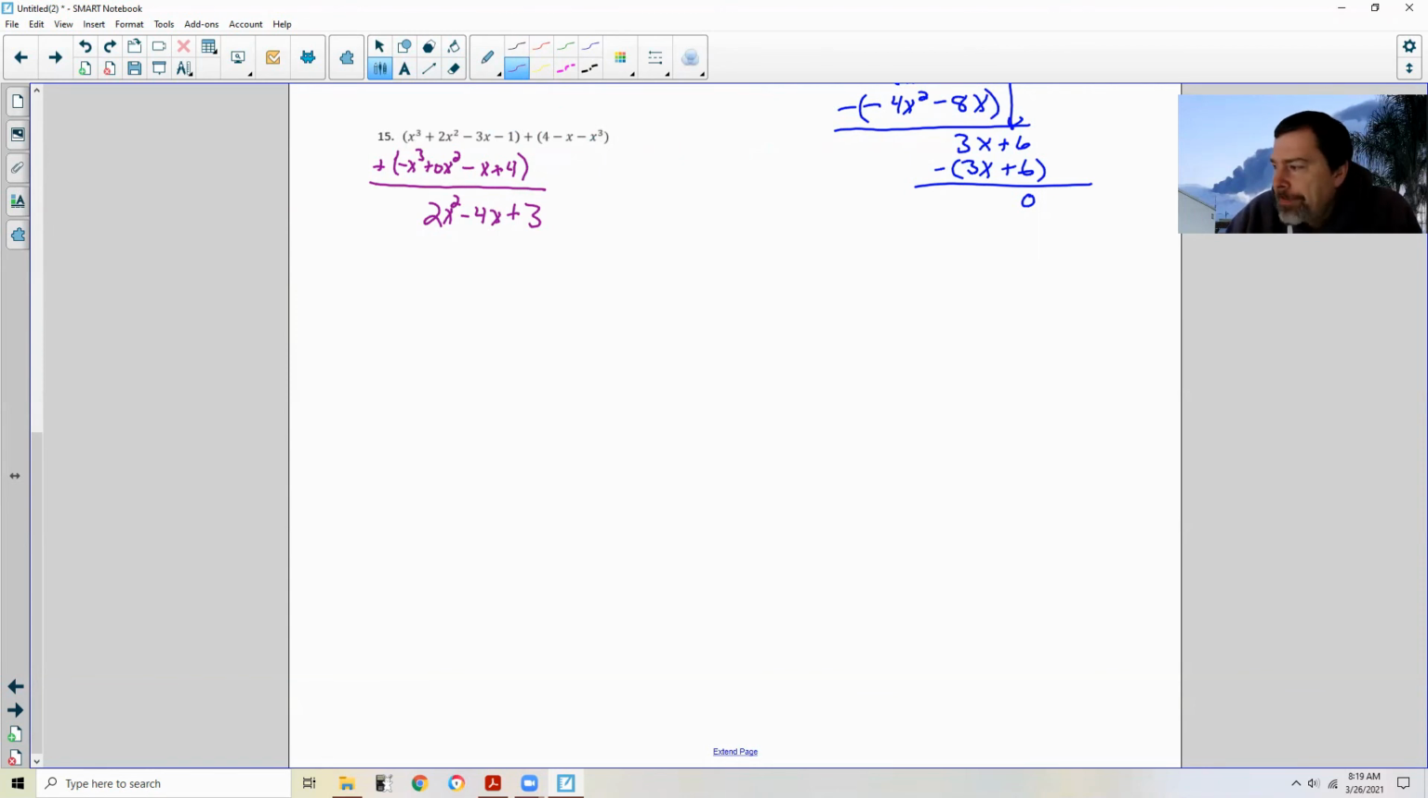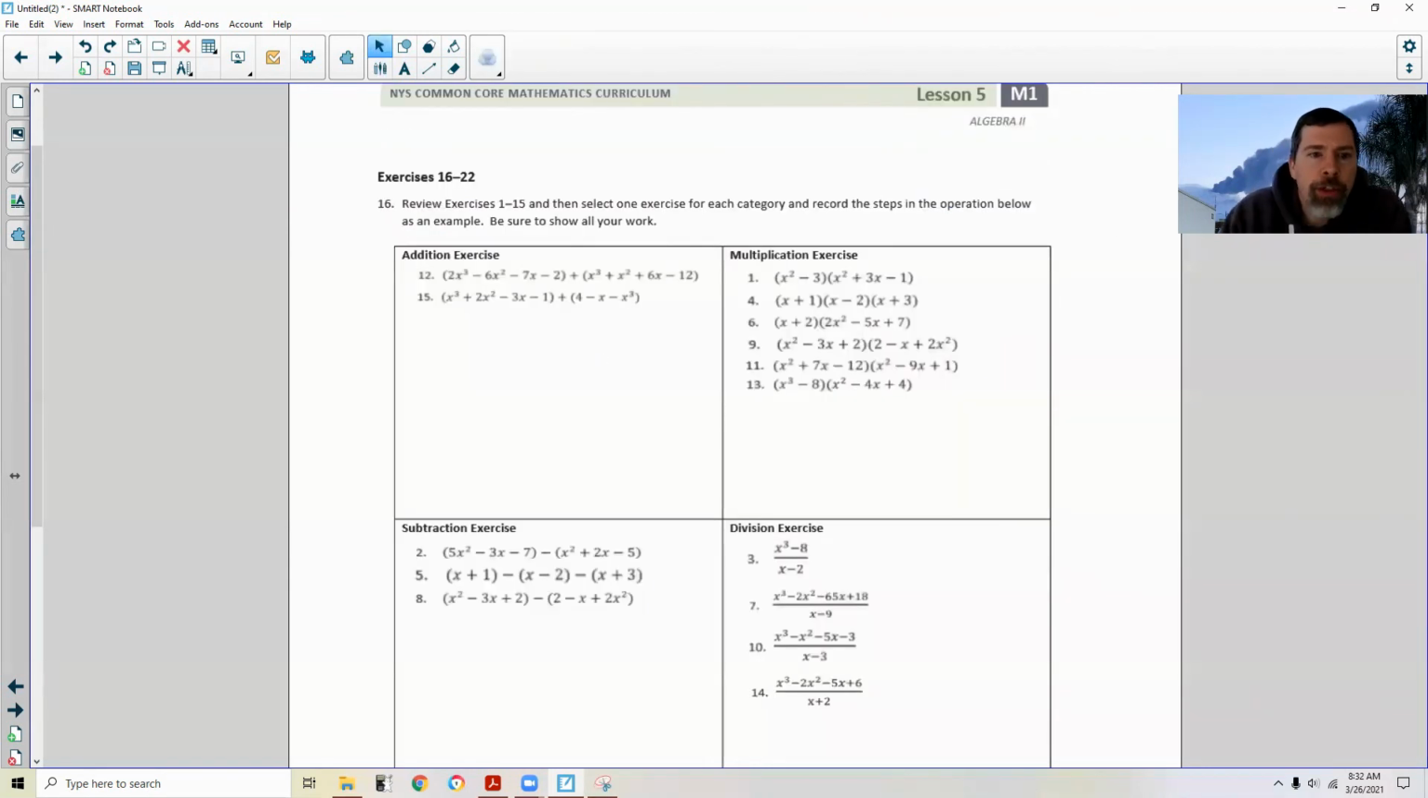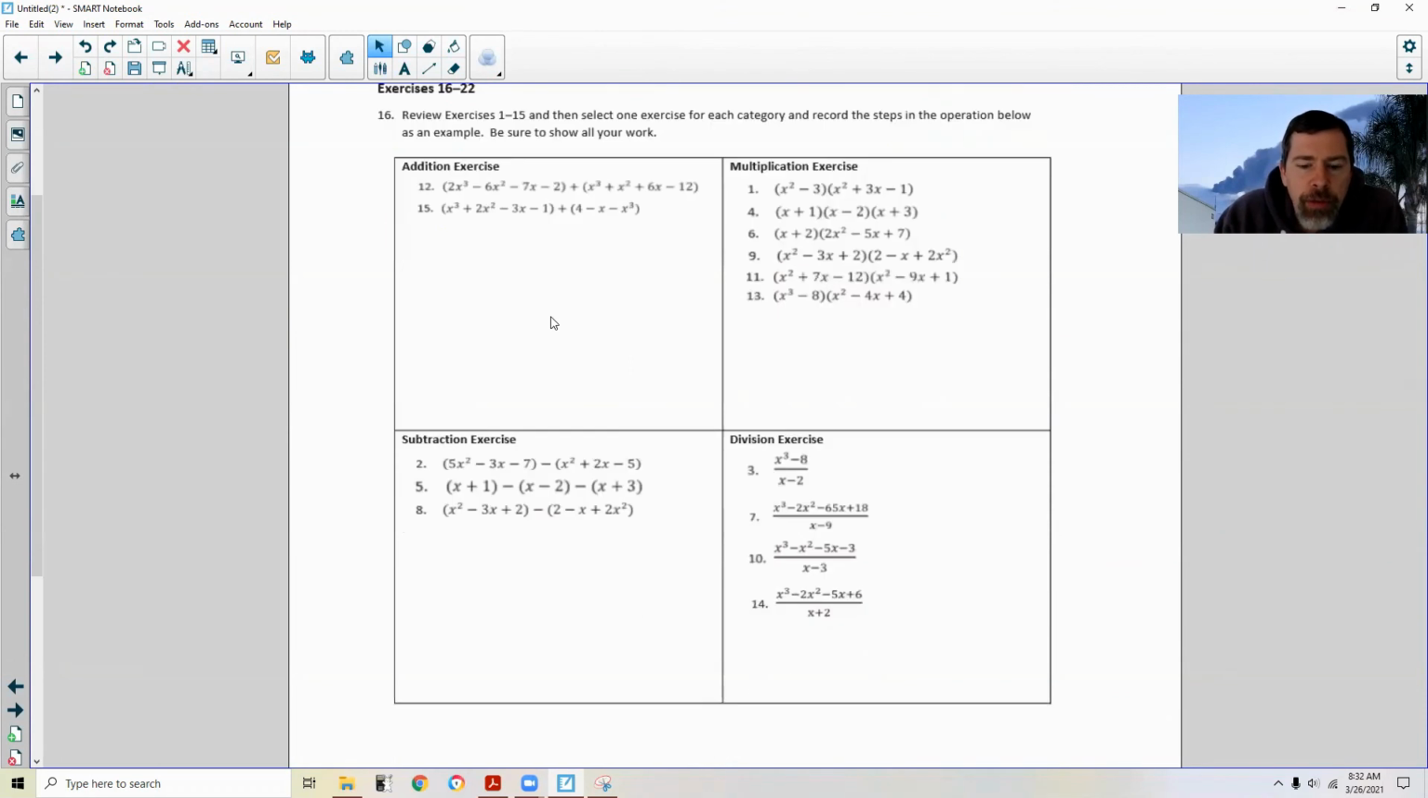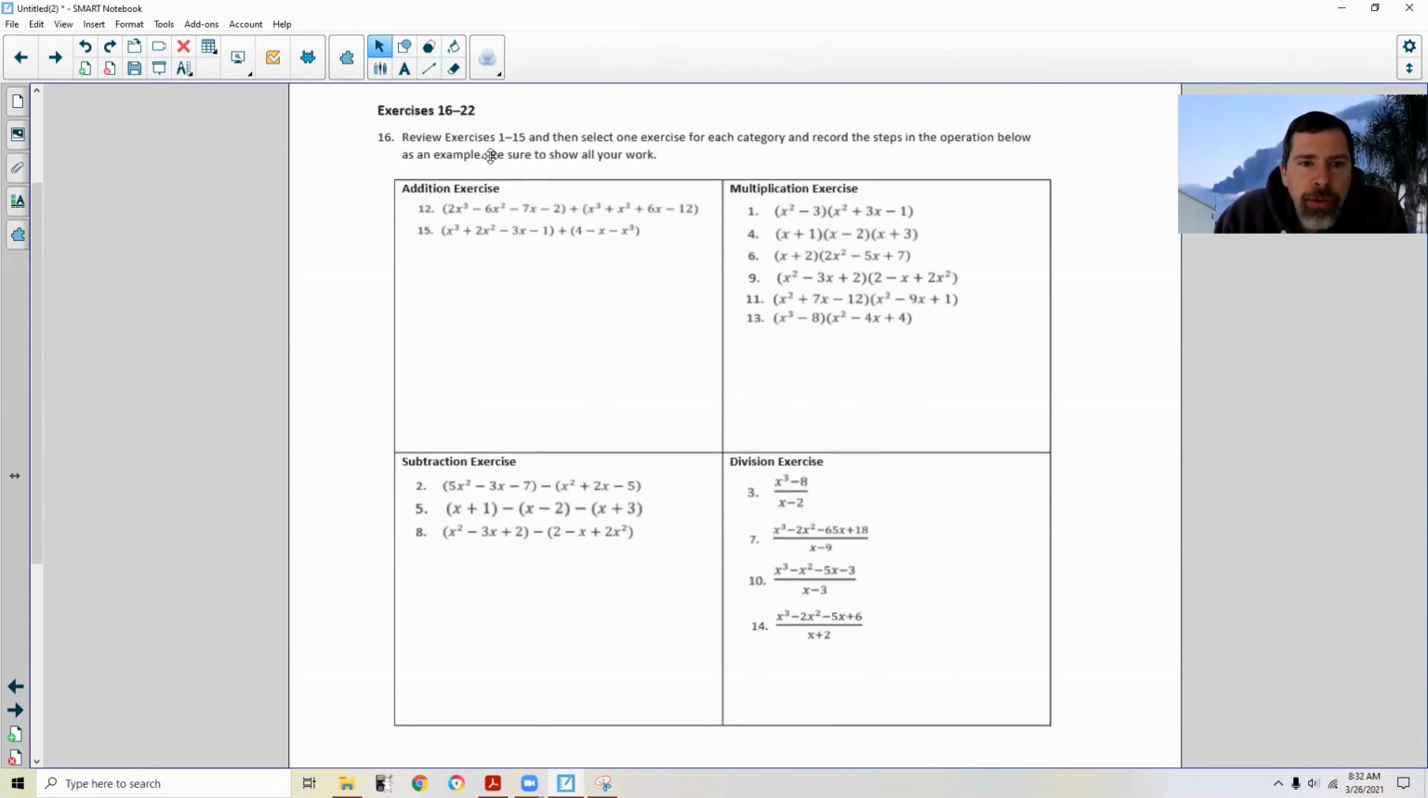Okay. There. Done. Okay, page 3, exercises 16 through 22. Actually, it's page 3 and probably 4. Review exercises 1 through 15 and then select one exercise for each category and record the steps in the operation below as an example. Be sure to show all of your work.